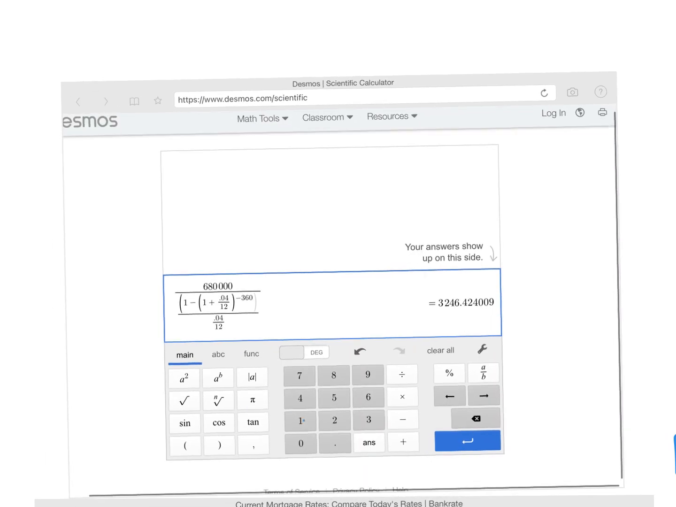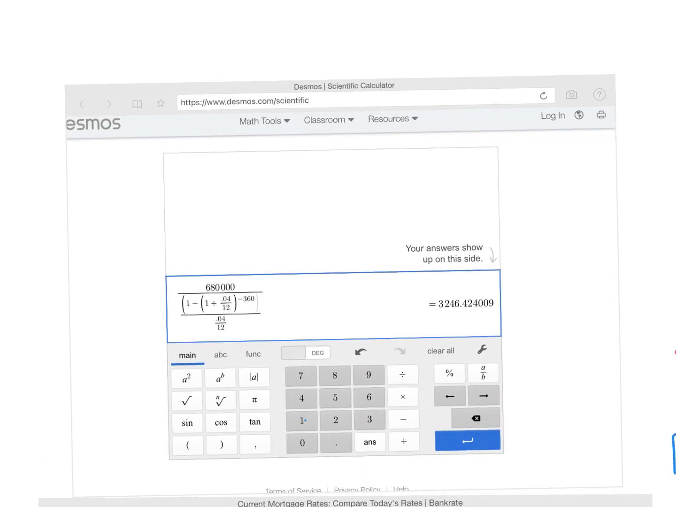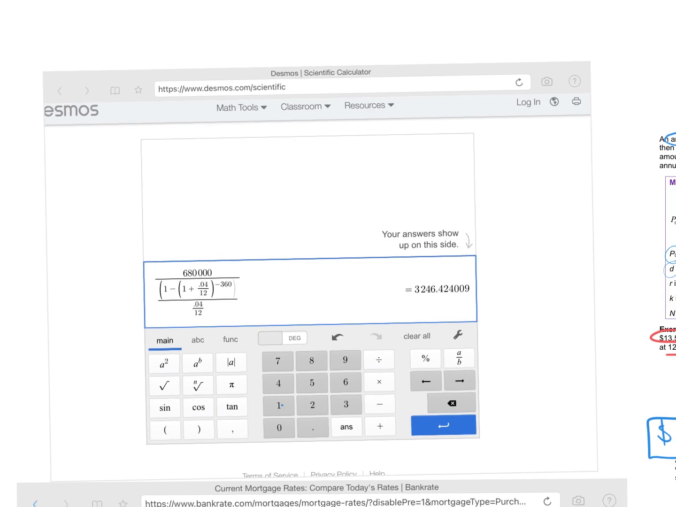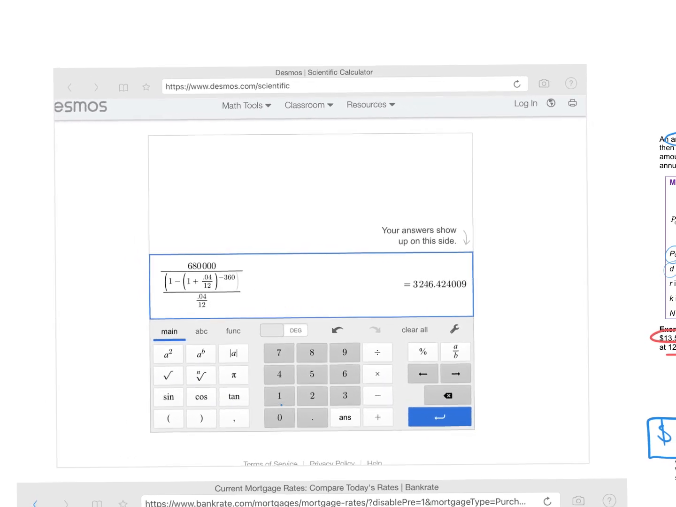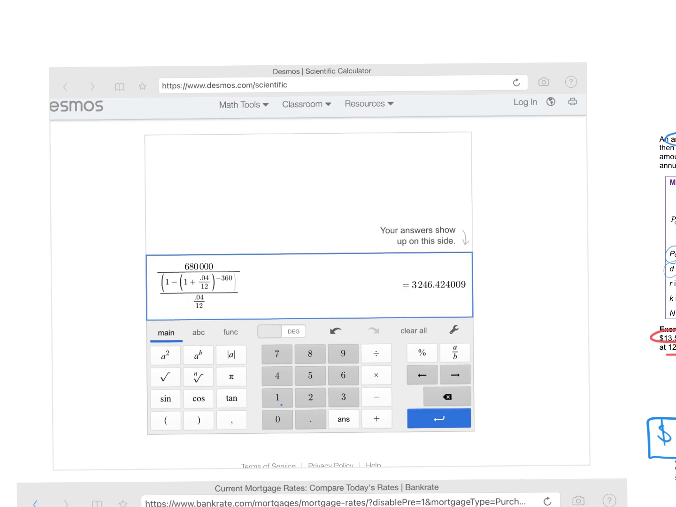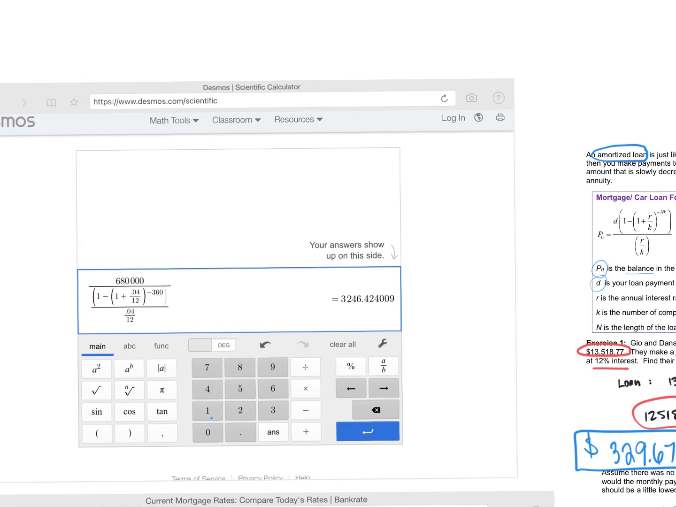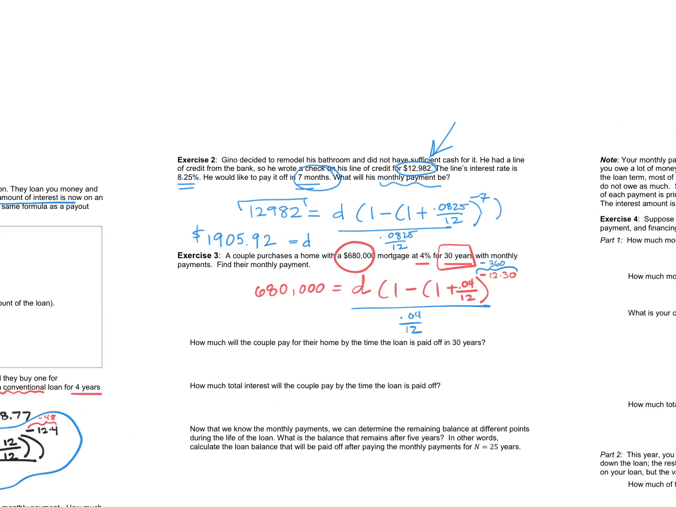So $3,246. I just tilted that. That was weird. Calculator's moving around a bit. So I'm going to go back, $3,246 and 42 cents is going to be the monthly payment.